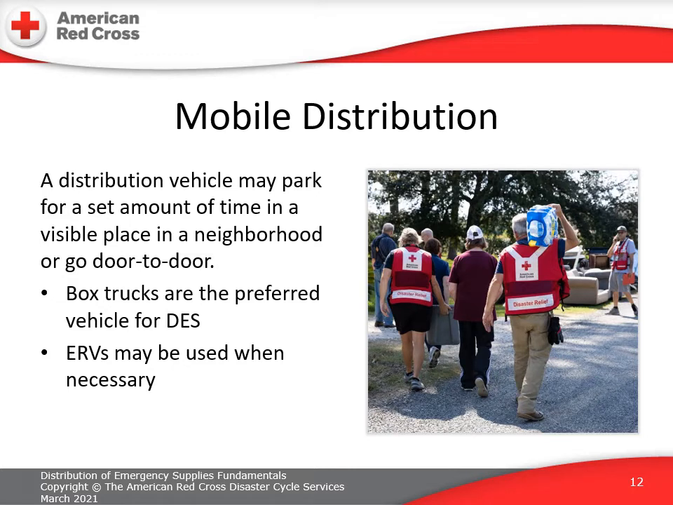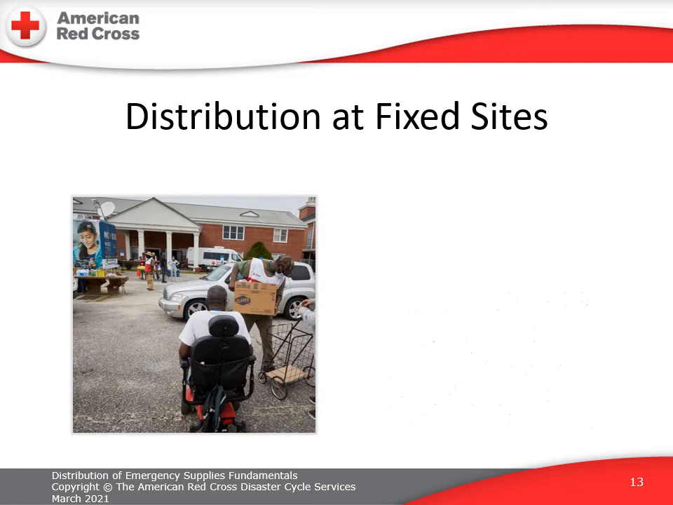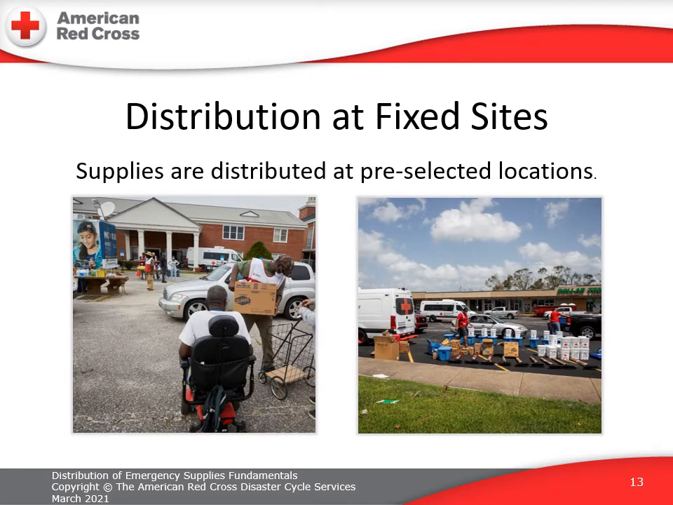The second method is distribution at fixed sites. At a fixed site, supplies are distributed at a pre-selected location that is easily accessible by the community. Fixed site locations may include parking lots of firehouses, churches or schools, or areas outside of a multi-agency resource center or disaster recovery center. Fixed sites may be drive-through, where people drive their cars through a line and DES workers place the supplies directly into their cars, or by walk-up, and people walk through a line and collect their supplies.